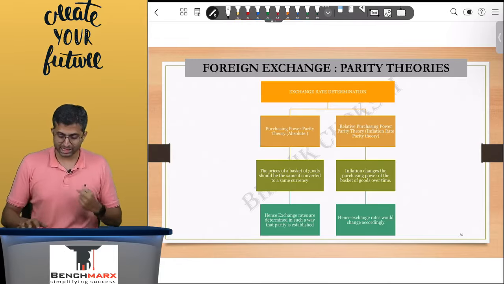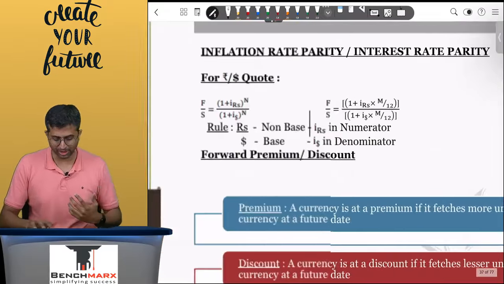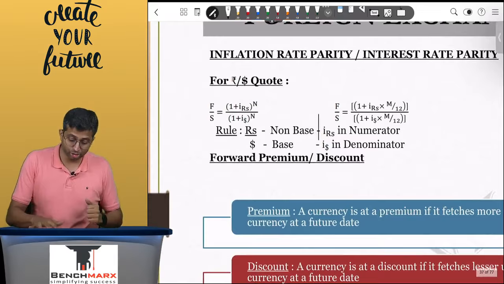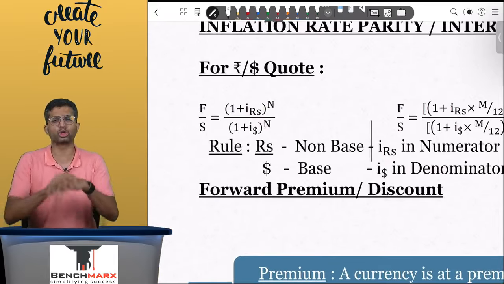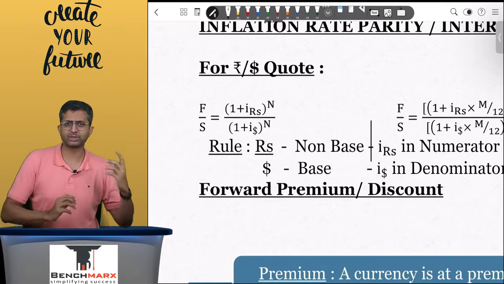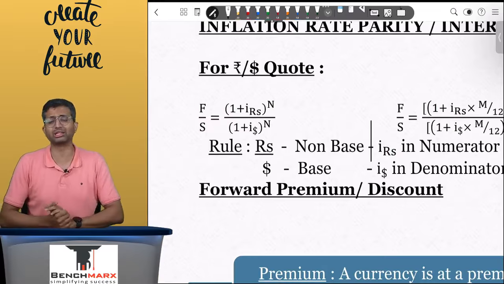This is the base for what you call the relative purchasing power parity theory, also called the inflation rate parity theory, where you use this formula: F by S. F is the rate expected to prevail in the future, also called the forward rate, upon S, which is the spot rate, equals 1 plus the inflation rate in a country upon 1 plus the inflation rate in the other country.